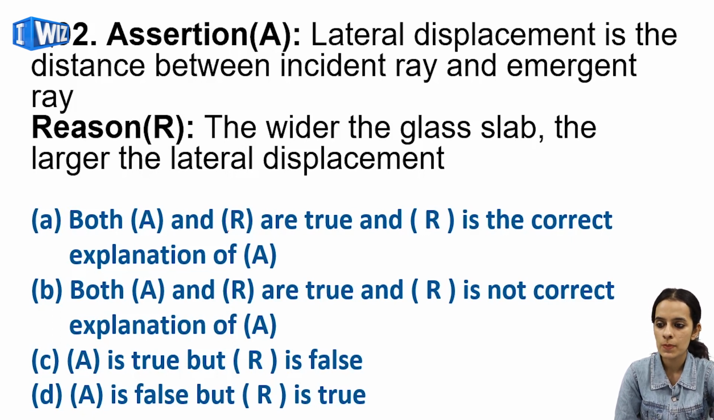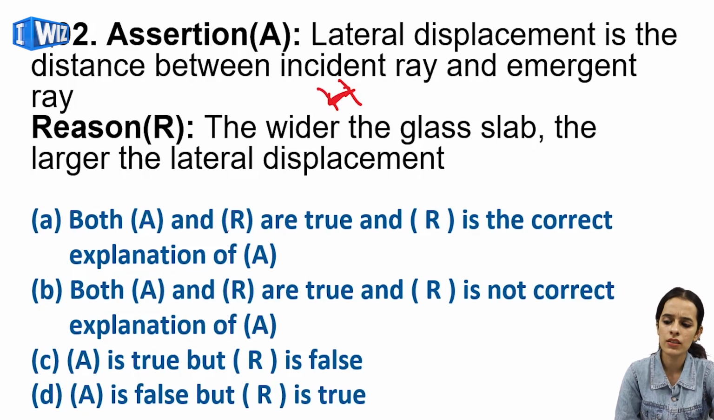Lateral displacement is the distance between the incident ray and the emergent ray. I told you this already, it's right, because when the incident ray is extended and the emergent ray as well, the distance between them is called lateral displacement. So that is right. Reason: the wider the glass slab, the larger the lateral displacement.